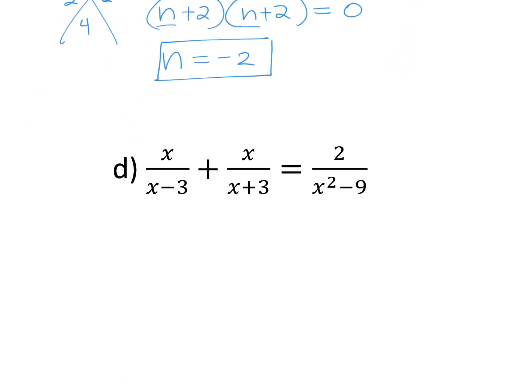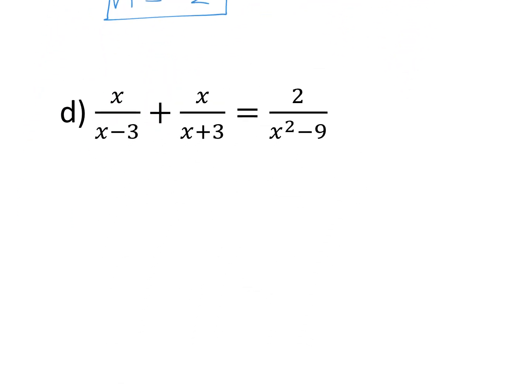All right, letter D, and then we'll move on to the word problems. What do you do first here?